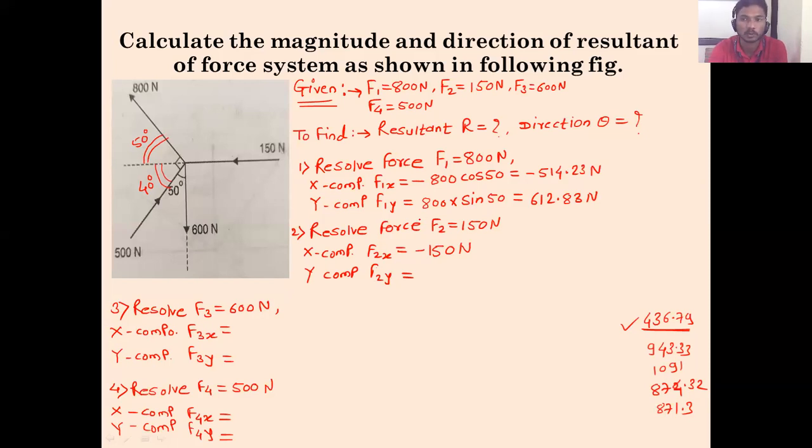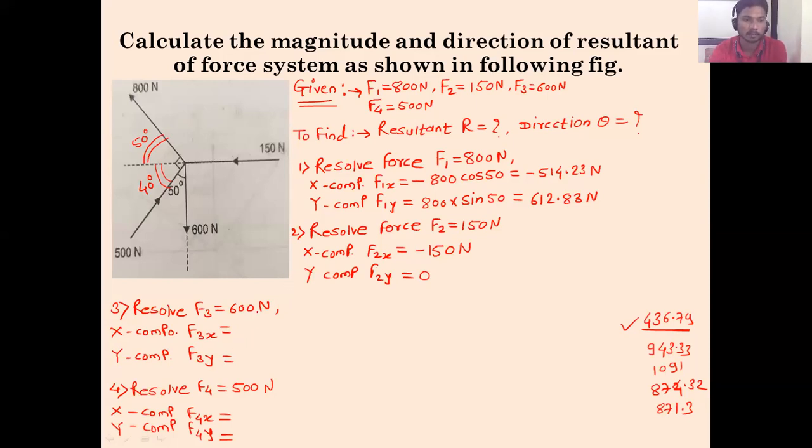So next one, what will be its y component? It will be 0. Okay, no issue. Then the third force, what is our third force? 600 Newton. How will you define this force? Principal direction? Due south. Very good. Downward vertically, vertically downward or due south.